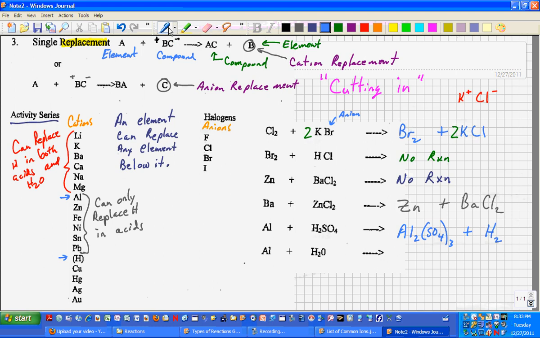This next reaction is aluminum trying to react with water. Aluminum can only replace hydrogen out of acids. This is water. This reaction is not going to occur. No reaction. RXN is an abbreviation for reaction in case you didn't see that before. Again, with single replacement reactions, I need to consult this list.